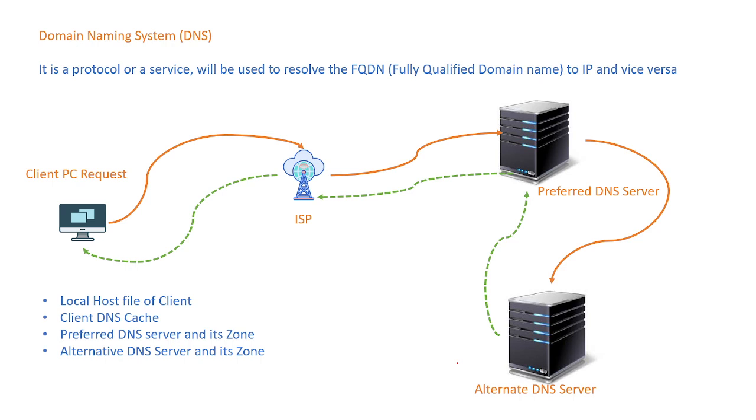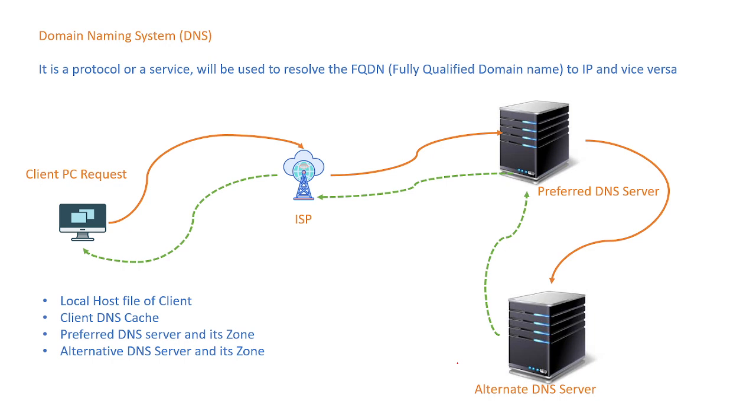If not, then the third place, the query will be forwarded to the preferred DNS, and the preferred DNS will check in its zone. If the entry is there, it will give. If not, the query will be forwarded to the alternate DNS server. It is not necessarily only two DNS servers; it can be multiple. 10, 20, 30 can also be there.